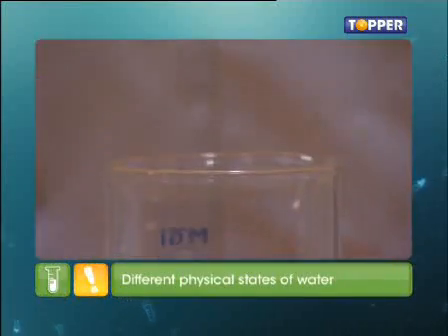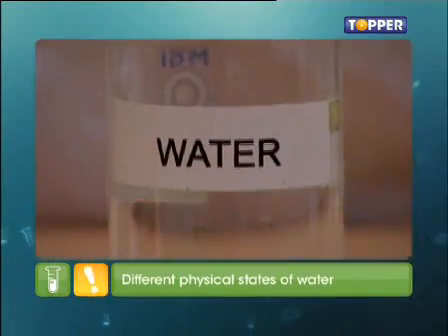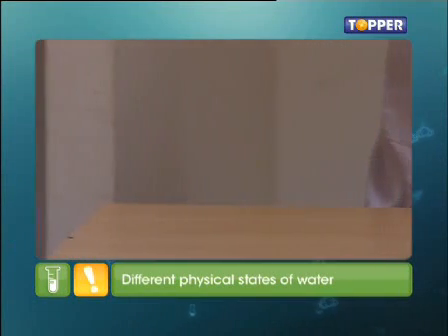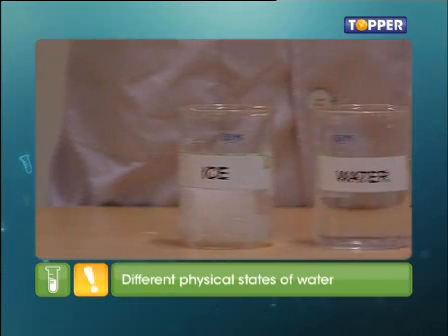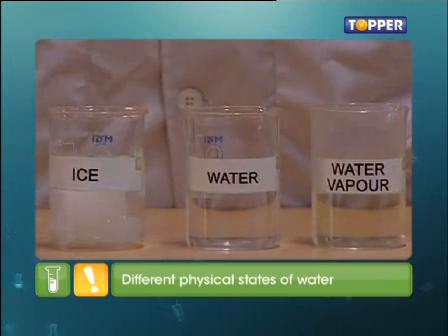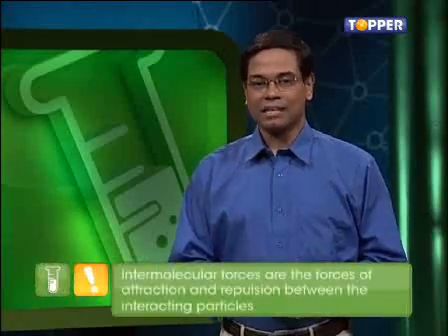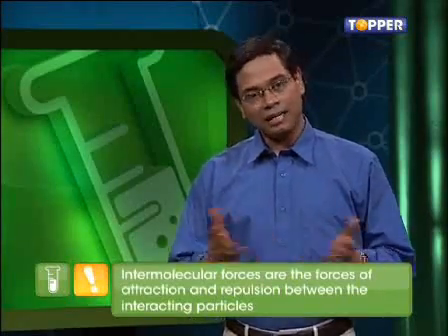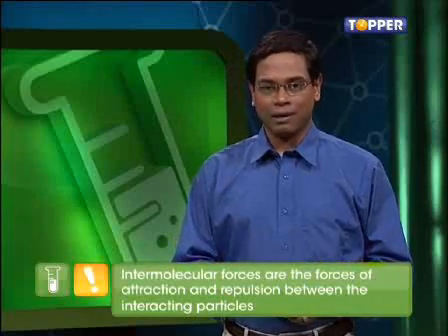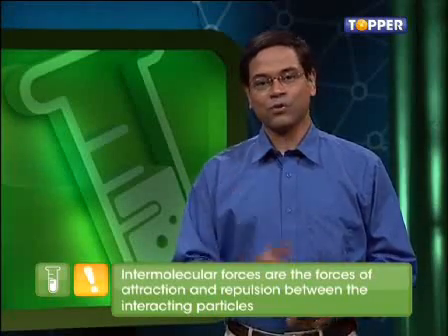We all know that its chemical composition is H2O. Then why does it exist in different physical states as ice, water, and water vapor? To answer this, we need to delve into the molecular structure of water and study its intermolecular forces. These are the forces of attraction and repulsion between interacting particles. How do you think these forces affect the different states of matter?